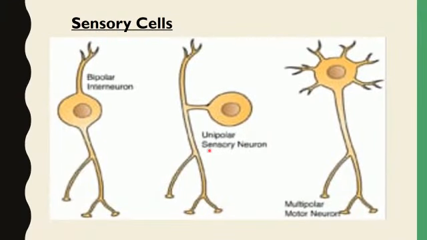Now comes the sensory cells. What are sensory cells? Sensory cells are those specialized cells. Remember the word specialized, which do some specific work. So sensory cells are those specialized cells which detect the stimuli, which detect the changes in the environment. Where are they present? Obviously, the name suggests that they are present in the sense organs like the eye, ear, skin, tongue, etc.